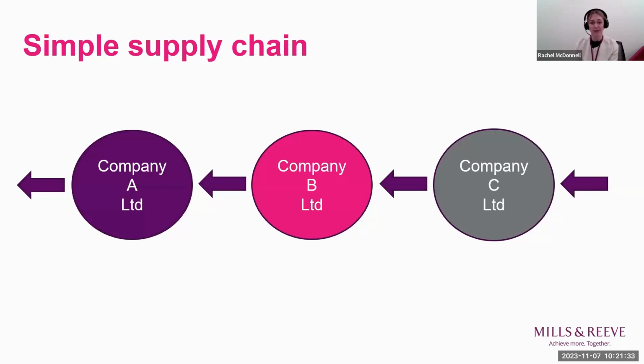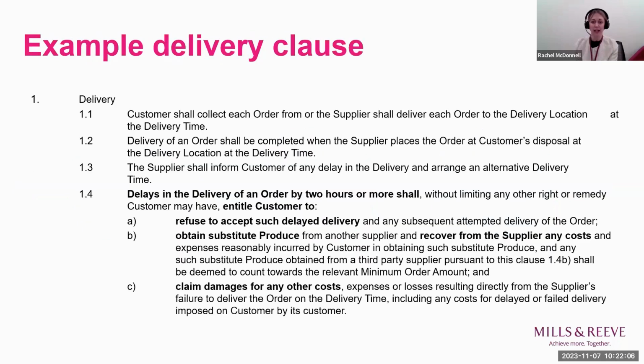But for present purposes, we'll say C provides apples to B, B then manufactures those apples into pies and sells on to A. And the question really here is, what happens if company C starts providing the organic apples late or not enough or not at all? And the first place to start is, what are B's rights under the contract?